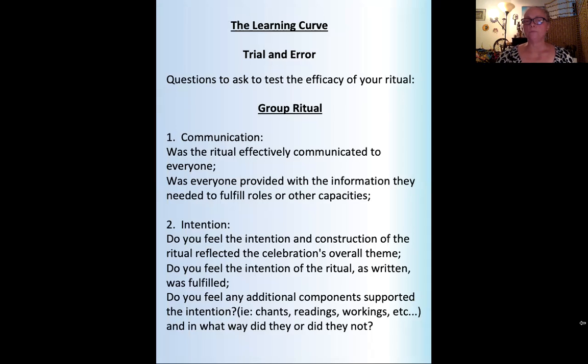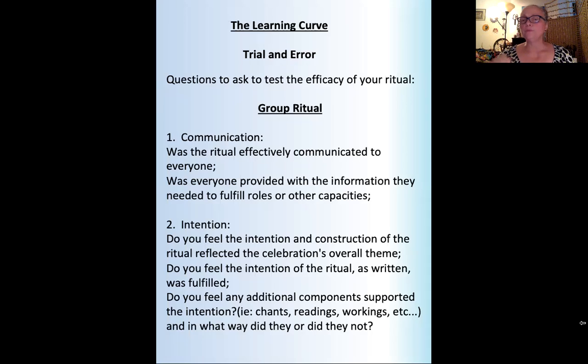So in a group ritual, communication. Was the ritual effectively communicated to everyone? This means that if you're doing a group ritual, it's often a good idea to gather everyone together in the room before you actually go into the ritual itself. It's a good idea if you can have the ritual written out and copied so that people know what is happening and when it is happening. And then we always go over the different aspects of the ritual, because we don't always have the same people coming. And even if it's just within our own group, sometimes things change within a ritual. We tweak it a little bit or whatever. So was the ritual effectively communicated to everyone?